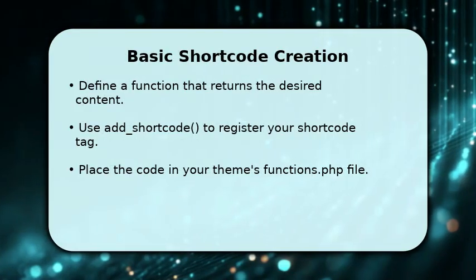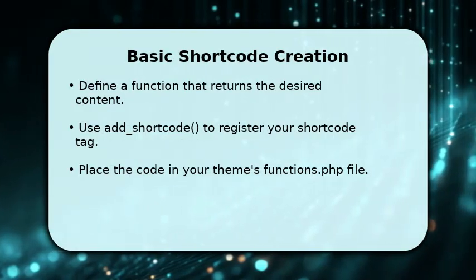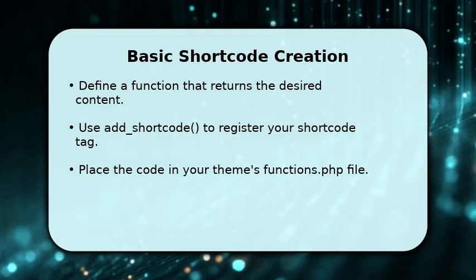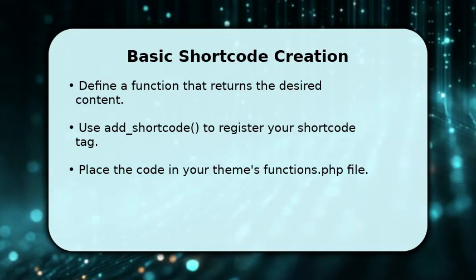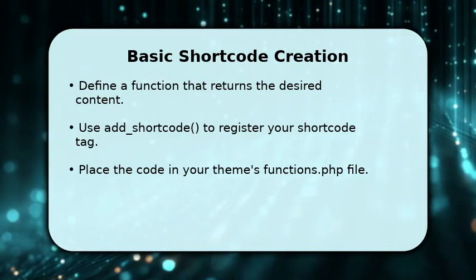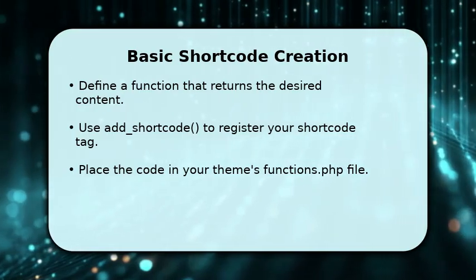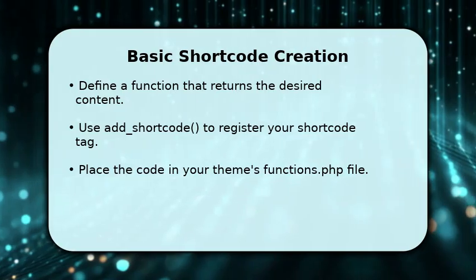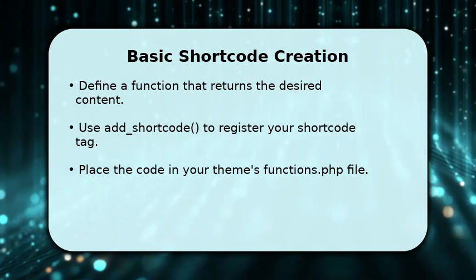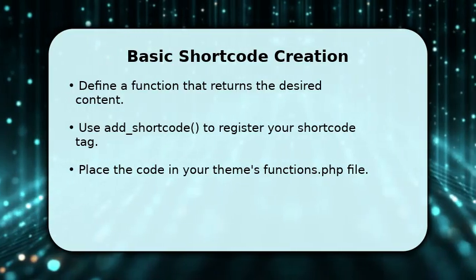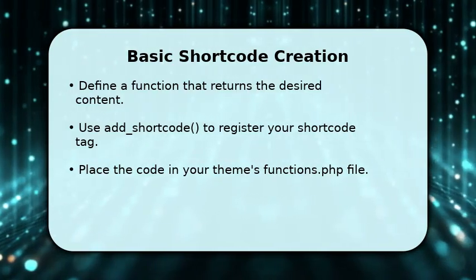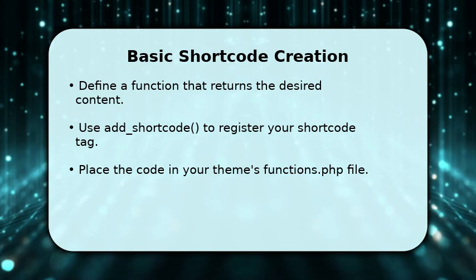To create a basic shortcode, you'll first define a PHP function that generates the content you want to display. This function will return a string, which is what WordPress will output. Next, you'll use the add_shortcode function to link your chosen shortcode tag, for example, my_custom_shortcode, to your PHP function. It's best practice to add this code to your theme's functions.php file, or a custom plugin.